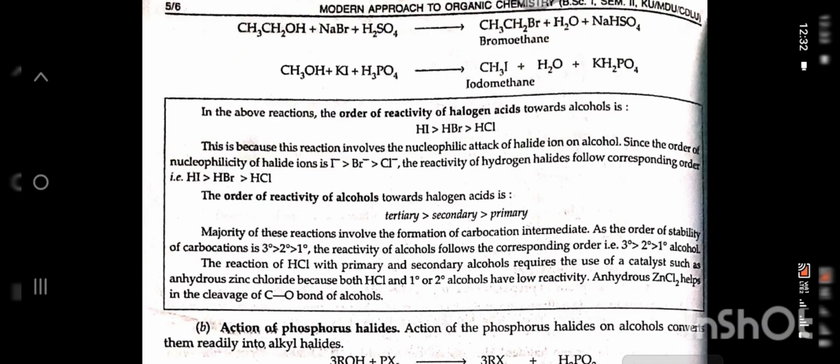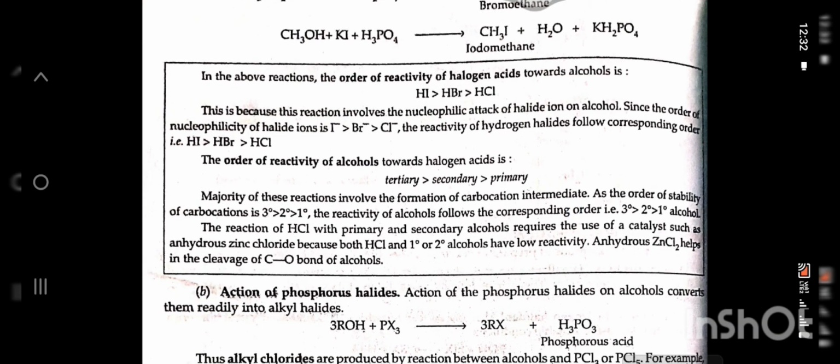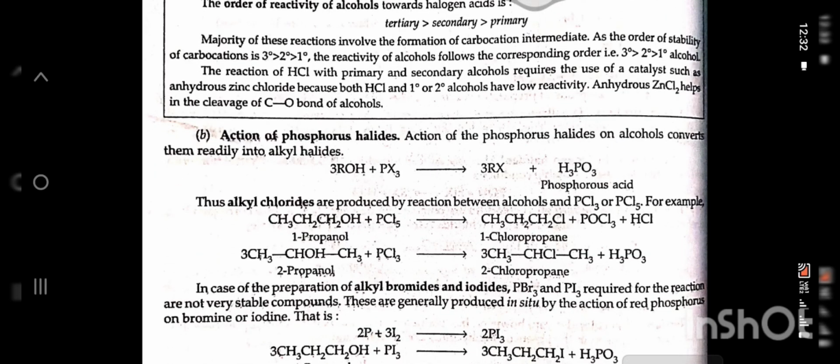The reaction of HCl with primary and secondary alcohols requires the use of catalysts such as anhydrous zinc chloride, because both HCl and the primary or secondary alcohols have low reactivity. Anhydrous zinc chloride helps in the cleavage of the carbon-oxygen bond of alcohols.